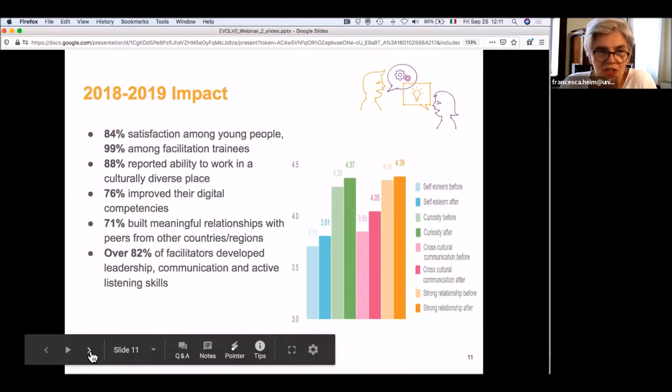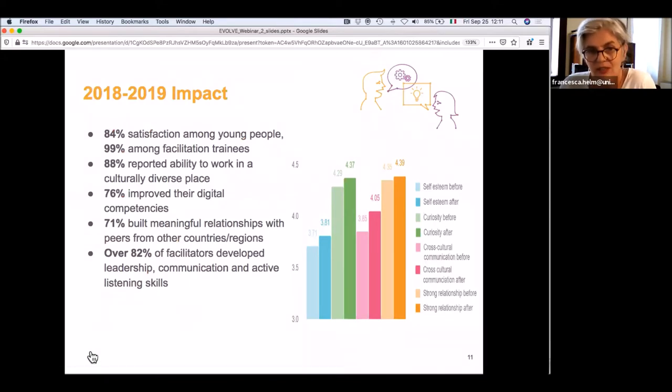And again, these are just some numbers on the impact, that the satisfaction was high amongst the young people who participated and also the facilitation trainees. This is how they reported on the competences developed. And on the right, you can see the pre-post measures, so for self-esteem, curiosity, cross-cultural communication, and the strength of relationships. You can see the strongest growth, the difference was on cross-cultural communication before and after.